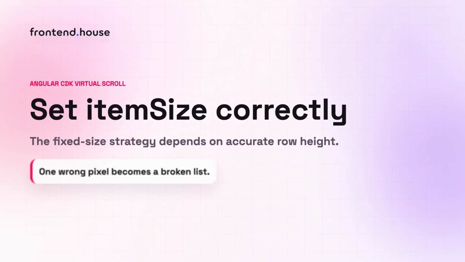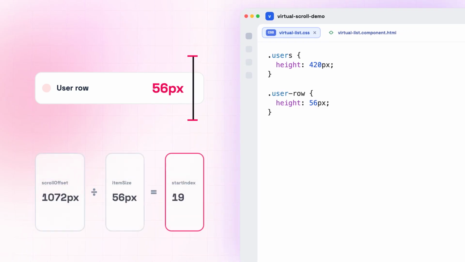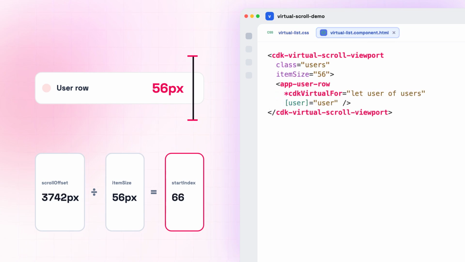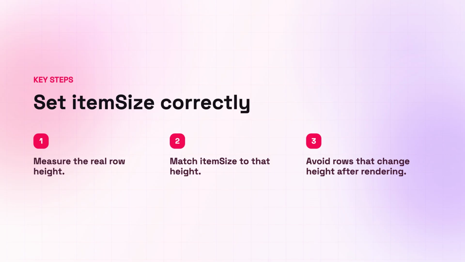The most common strategy assumes every row has the same height. That height is item size. If each row is 56 pixels tall, item size should be 56. CDK uses this number to calculate the total scroll height and the first visible index. If the number is wrong, the list drifts as you scroll.